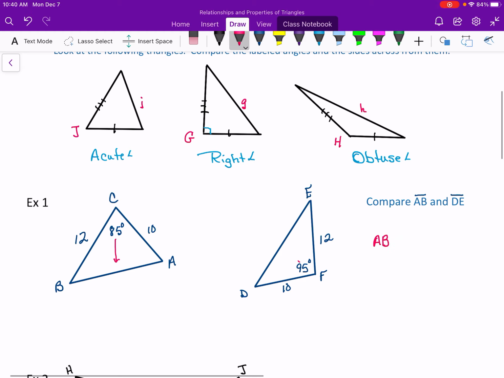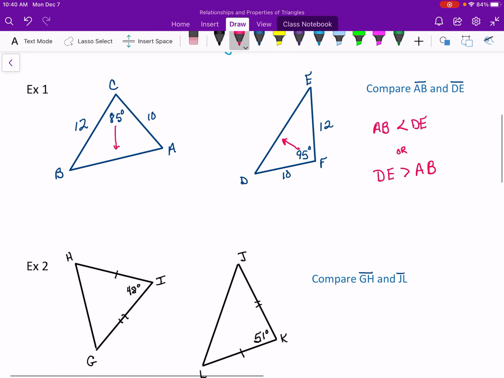So I'm going to write AB without the bar above it. That means the length. And that is less than the side across from the 95-degree angle, so that would be side DE. So AB is less than DE. Or if you like to use the greater than symbol, you could put DE is greater than AB. And that's all there is to it, folks.